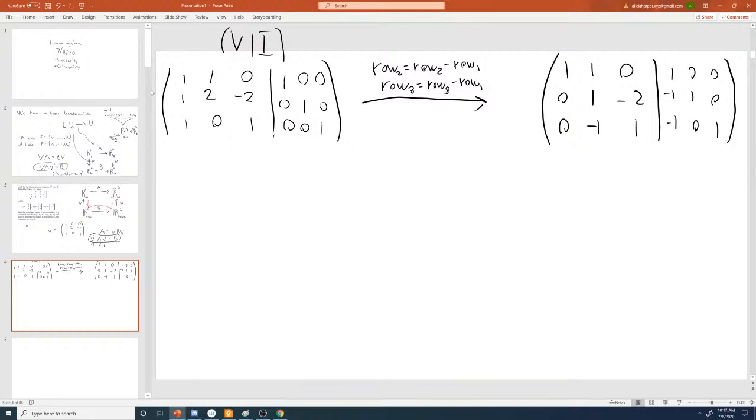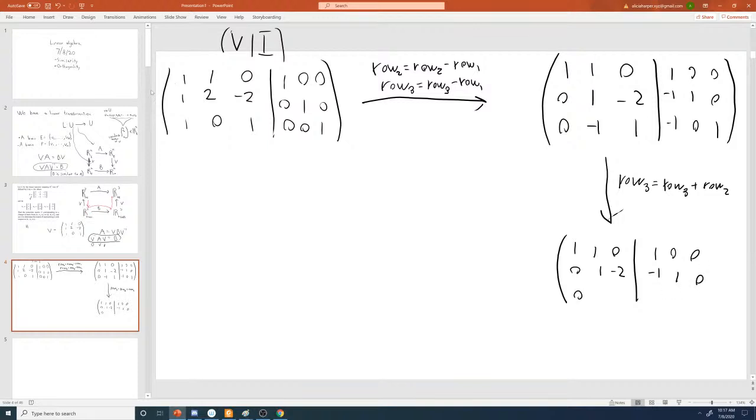Next thing I'm going to do is clear out this negative 1. So I'm going to set row 3 equal to row 3 plus row 2. I'm doing that type 3 row operation. If I do that, I have 1, 1, 0, augment 1, 0, 0, 0, 1, negative 2, negative 1, 1, 0, and then 0, 0, negative 1, and then negative 2, 1, and 1.